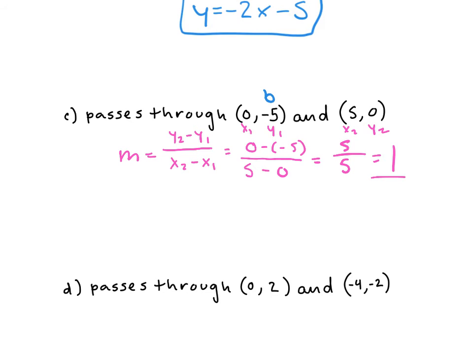So once we get our slope and we have our b, we can just plug them in. So what would our equation be here? Y is equal to m. So our slope is 1. We don't have to write the 1 if it's just in front of the x. And then minus 5. Any questions here?